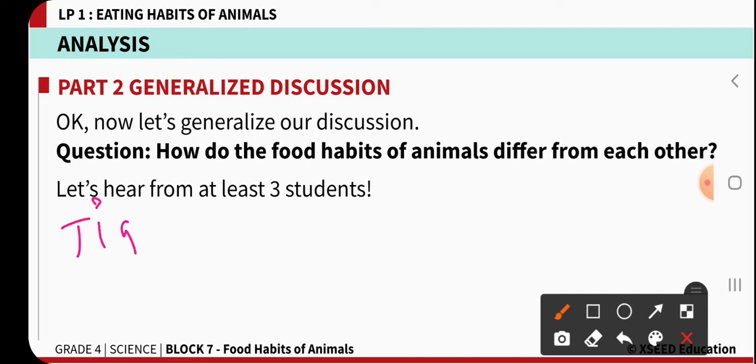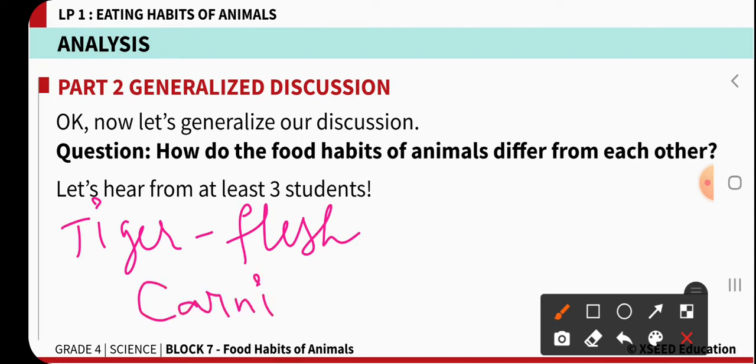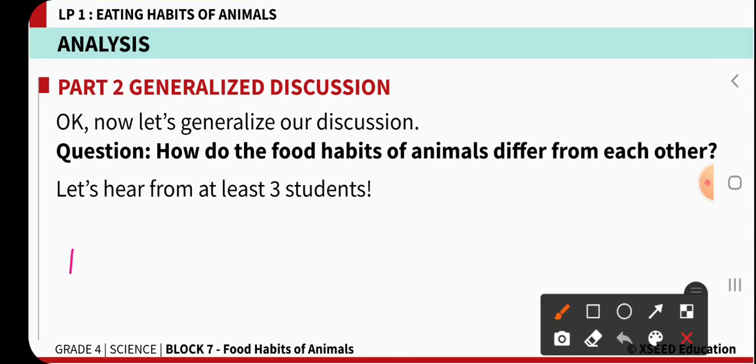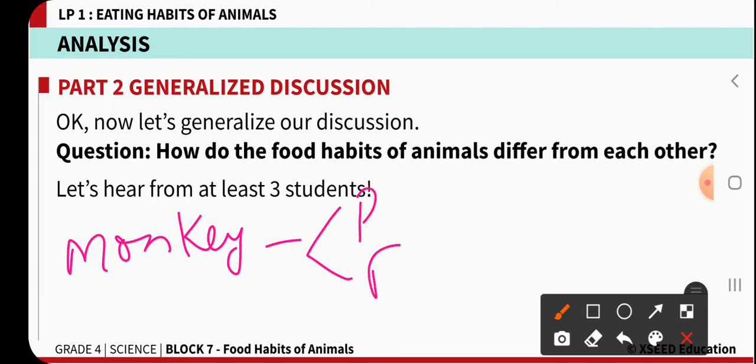A tiger. So the tiger eats only flesh as food. The animals which eat only flesh as food are called carnivores. What are we calling them? We are calling them carnivore animals. Now one more animal we had seen there is the monkey. The monkey eats both plant and flesh as food material. Such animals which eat both plants and flesh, we call omnivores.